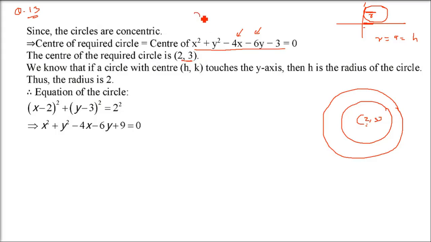Radius is simply, you have, under root g square plus f square minus c. So 2 square plus 3 square minus of minus 3. So this will be 4 plus 9 plus 3. So it will be 16. Under root 16 is 4. So radius is 4 for this particular circle. But we are interested in the other one, right? Which is touching the y-axis.